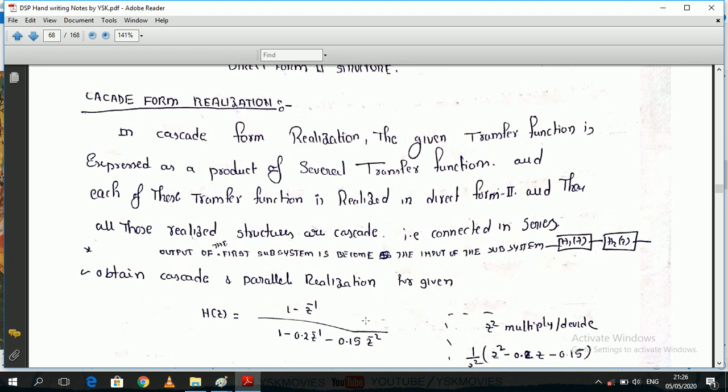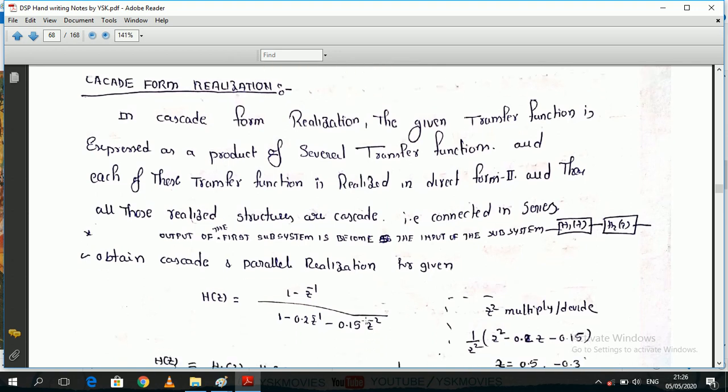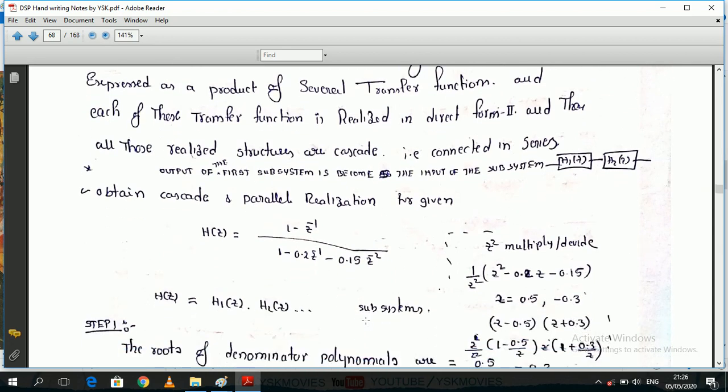The last two parts are very easy. They are based on direct form 1 and direct form 2. In cascade form realization, the given transfer function is expressed as a product of several transfer functions, and each transfer function is realized in direct form 2, and then all those realized structures are cascaded. That means connected in series. Cascade means connected in series manner. If you find cascade and parallel realization, you must do direct form 2 realization.